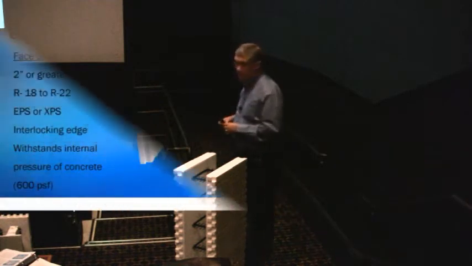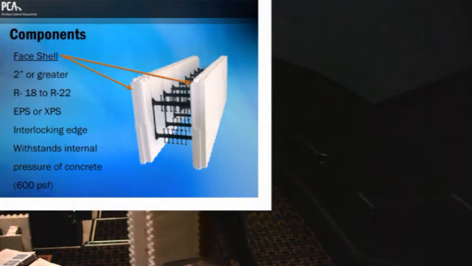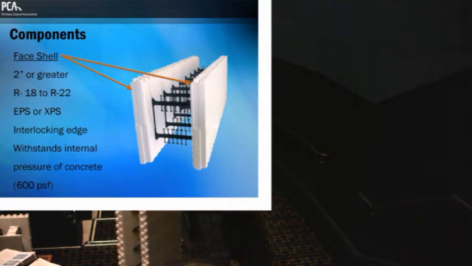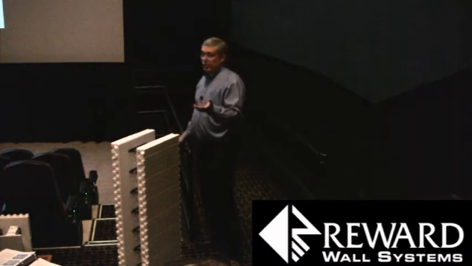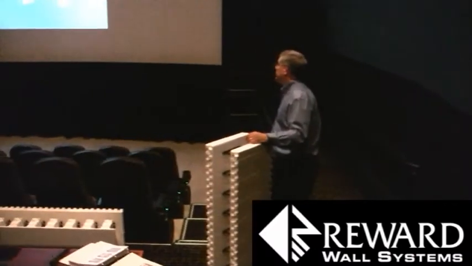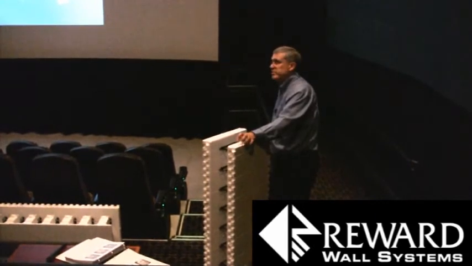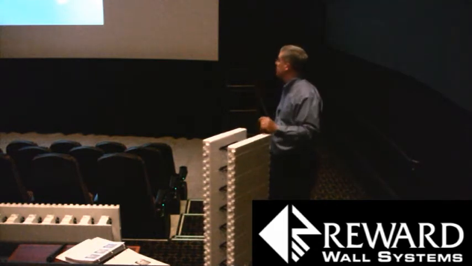The components. You have the face shells. As I said, typically polystyrene foam. Most of the polystyrene is expanded polystyrene, like coffee cup material. There are a handful of systems in the marketplace that use extruded polystyrene, which is that cellular polystyrene foam, supermarket meat trays being an example of cellular polystyrene material. Typical thickness for the foam is typically at least 2 inches thick. This system happens to be 2.5 inches thick. Steady state R values are from 18 to 22, depending on the thickness of the foam for the product.